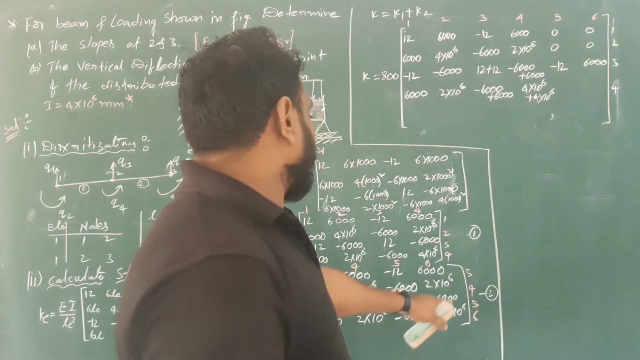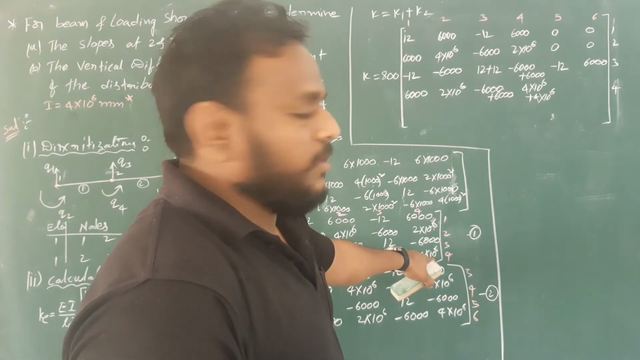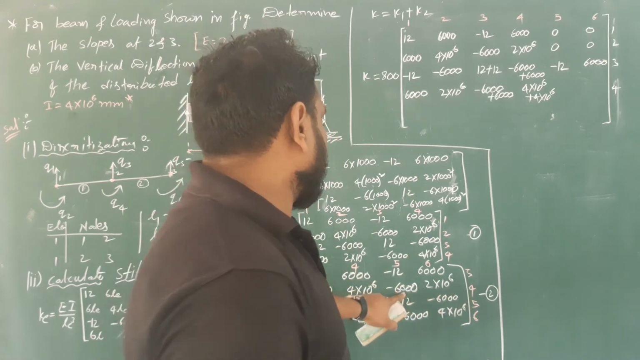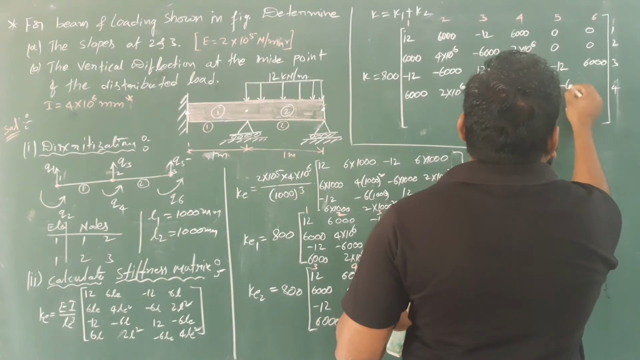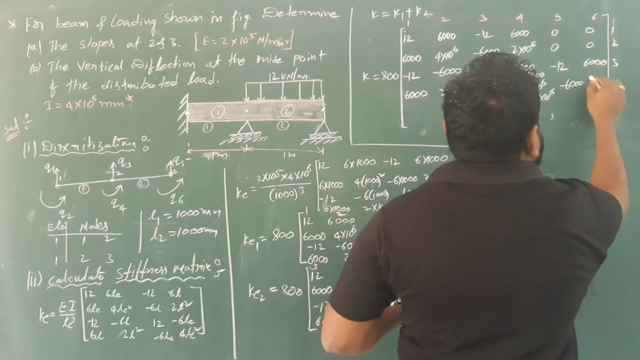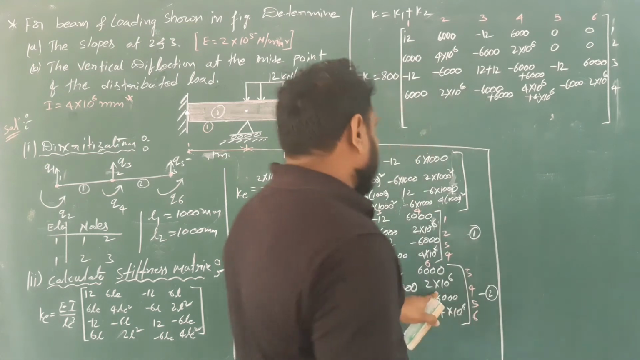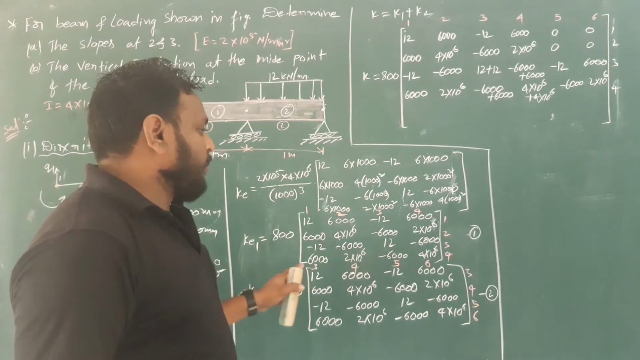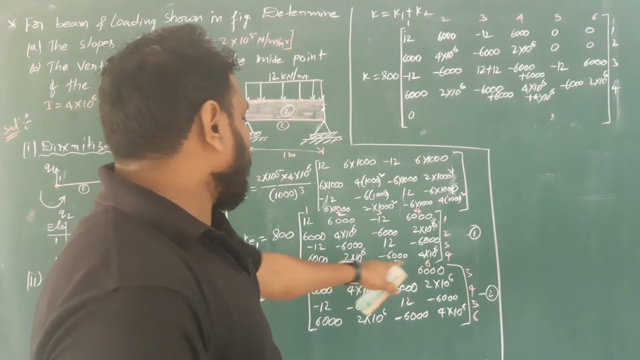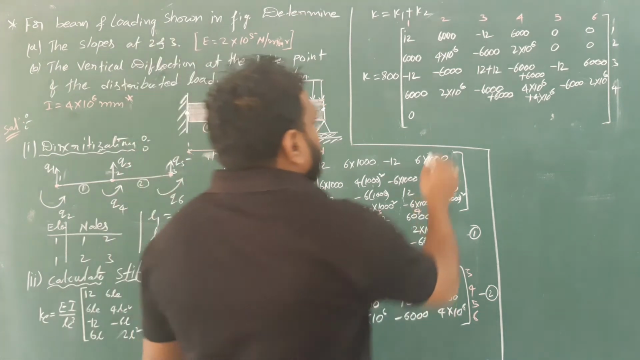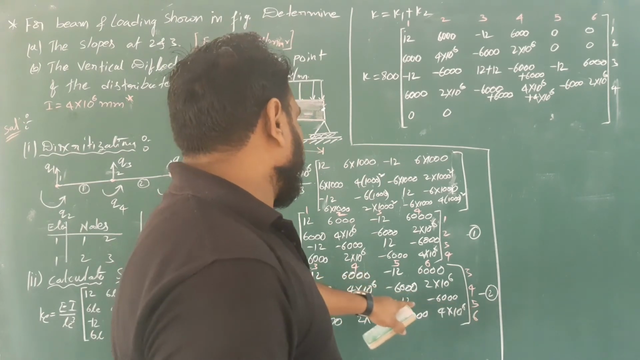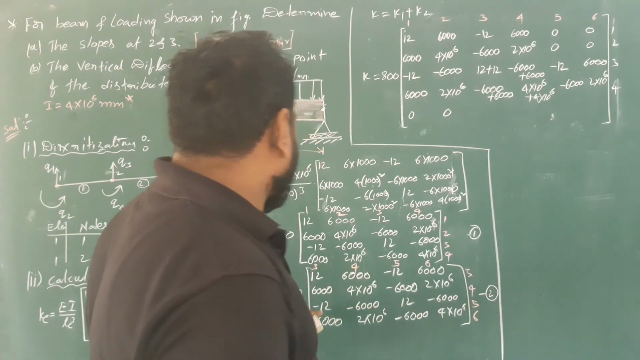Next, fifth column. In the first matrix there is no fourth row, fifth column, but here fourth row, fifth column is there. Minus 6,000 here. Next, fourth row, sixth column is 2 into 10 to the power of 6 here. Okay. Now fifth row, first column. There is no fifth row, first column, so keep it 0. Next, fifth row, there is no second column, so I keep 0. Next, fifth row, third column is minus.